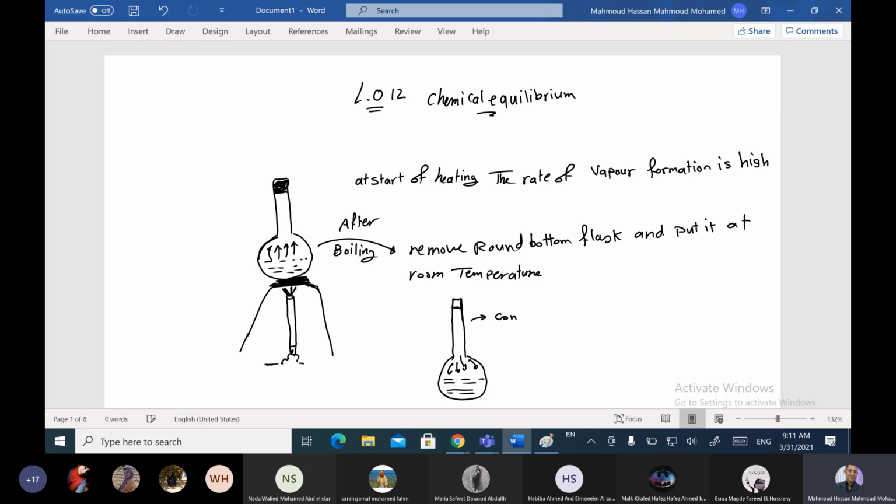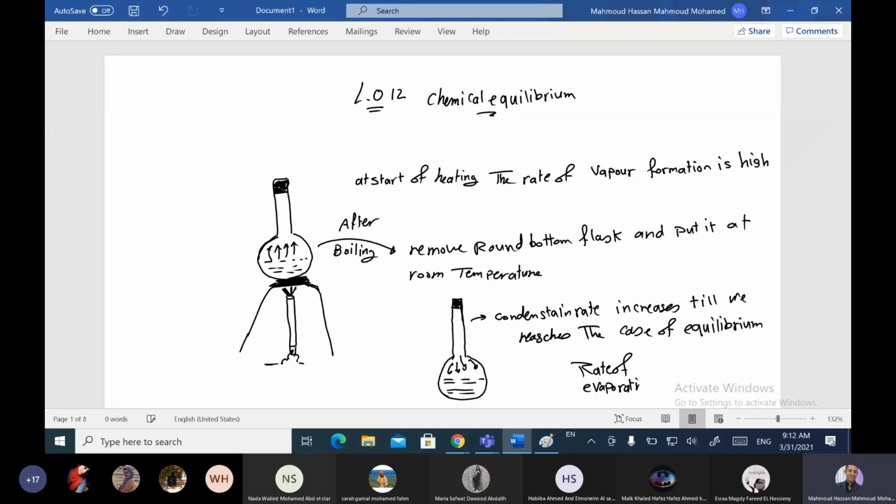The condensation rate increases till we reach the case of equilibrium, at which the rate of evaporation equals the rate of condensation.